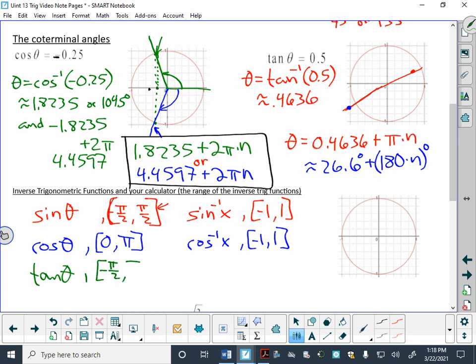Negative pi over 2 to pi over 2 as the domain, which means the domain of the inverse tangent, my slopes of lines, can be anything. So the domain of the inverse tangent is all real numbers.